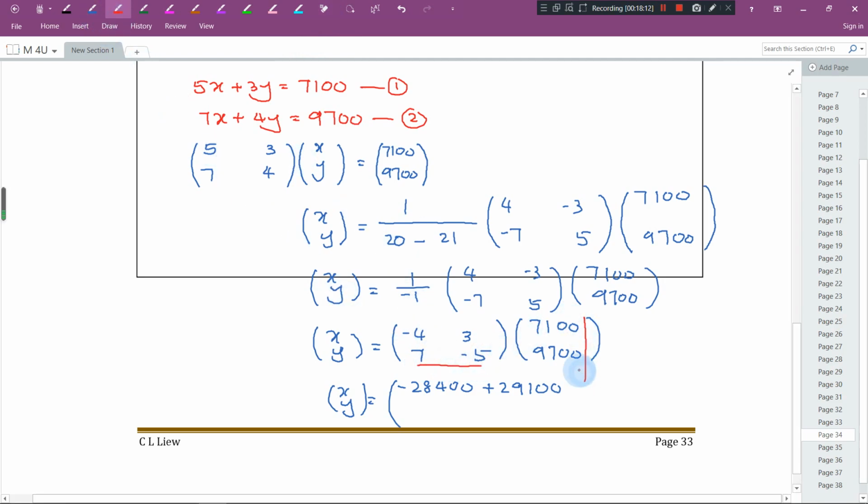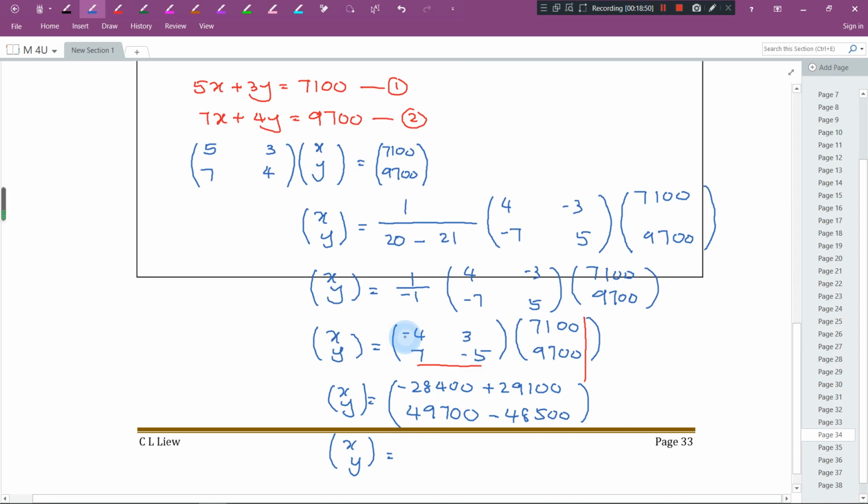Second row, first column. 7 times 7100, you will get 49700. And then negative 5 times 9700, you will get negative 48500. Okay, we are almost getting the final answers.